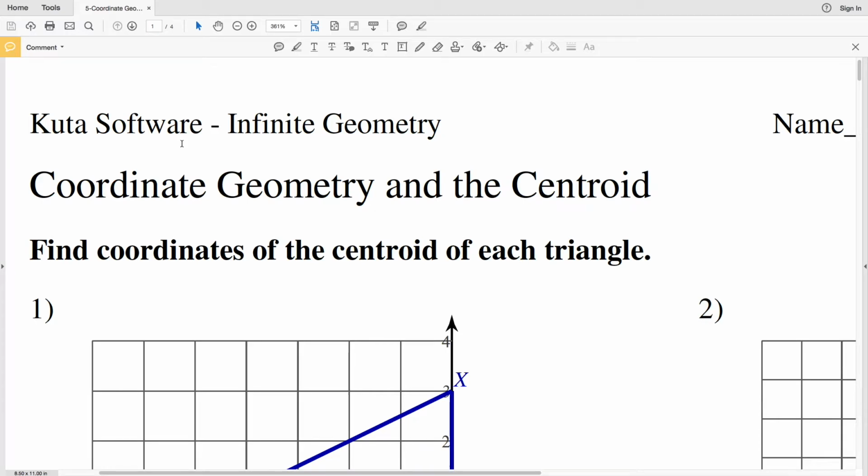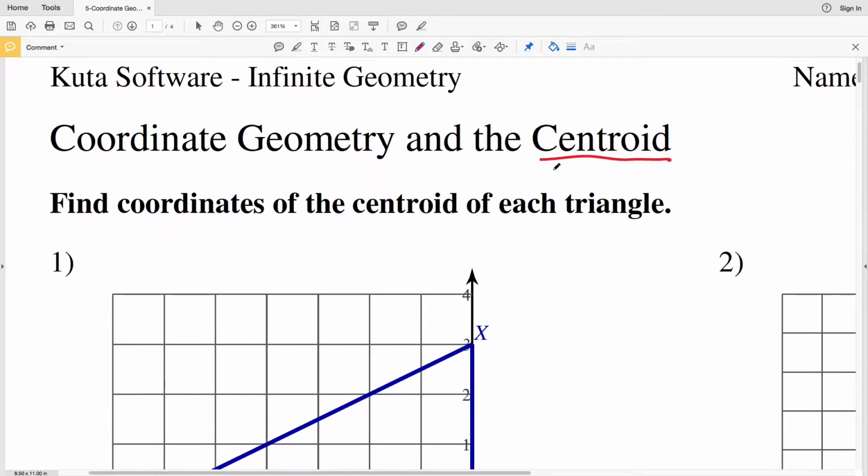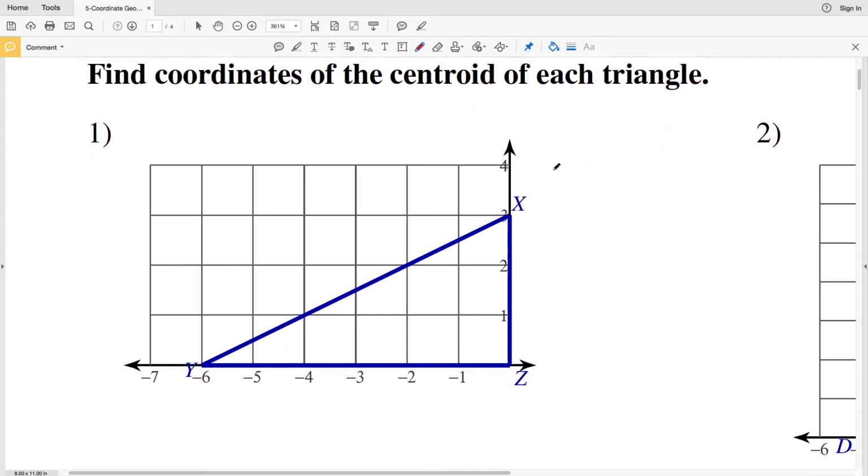In this video, we're going to start the KutaSoftware Infinite Geometry free worksheet, coordinate geometry, and the centroid. Now remember, the centroid is the point at which the medians of a triangle intersect. So all three medians will intersect at this one point, which is the centroid of a triangle. So our directions are to find the coordinates of the centroid of each triangle.